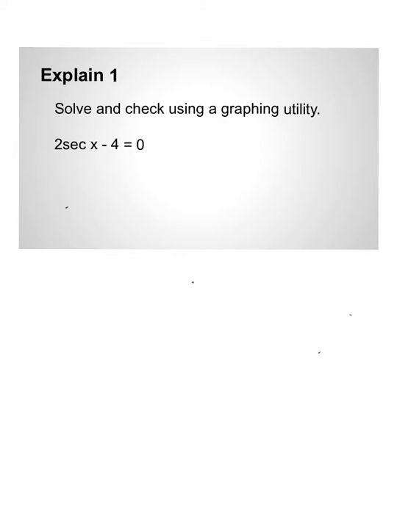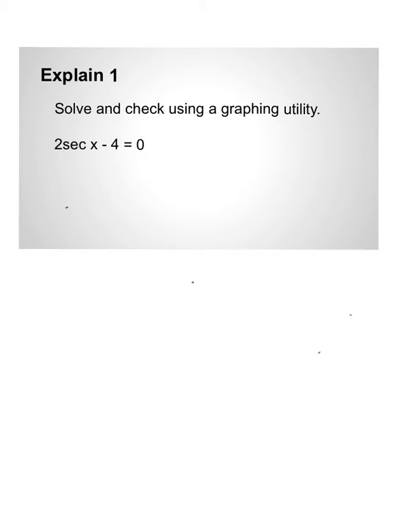Okay, let's go ahead and take a look at our first example. This is explain 1. Our example problem we're going to solve is 2 secant x minus 4 is equal to 0. Now, when solving trig equations, we're going to handle them the same way we would solve linear equations. Since this is a power of 1, we're going to use inverse operation to isolate not x, but isolate the trig function itself. So in this case, we're going to try to isolate secant x.